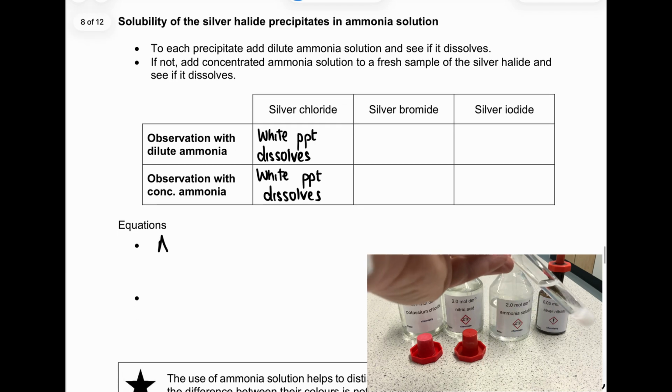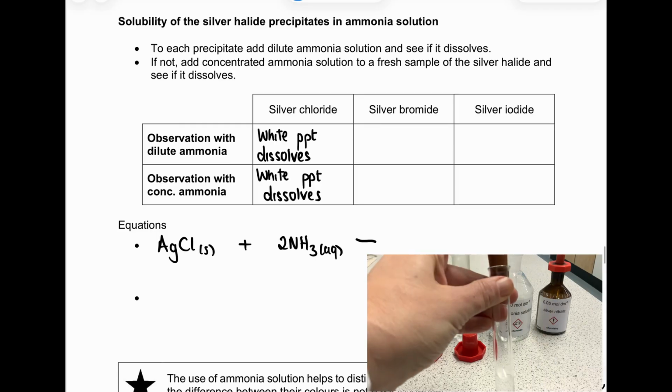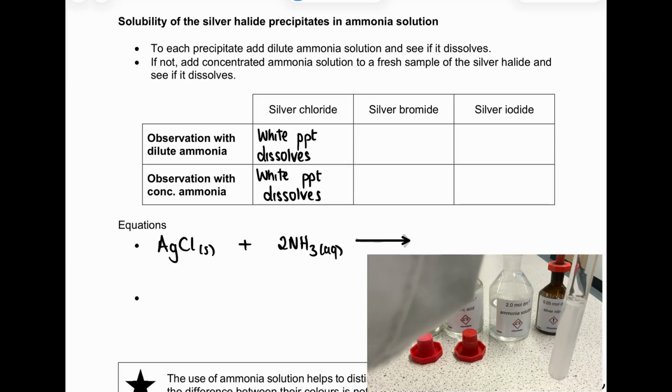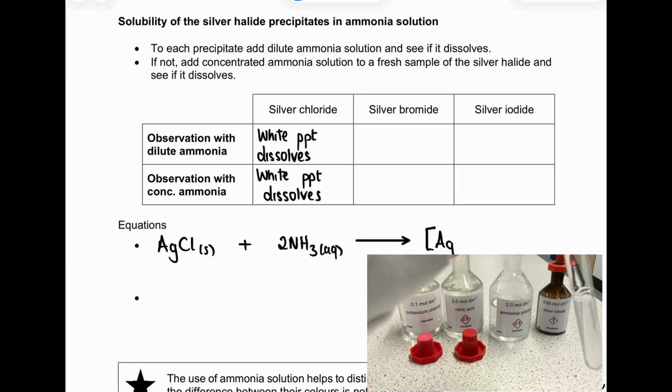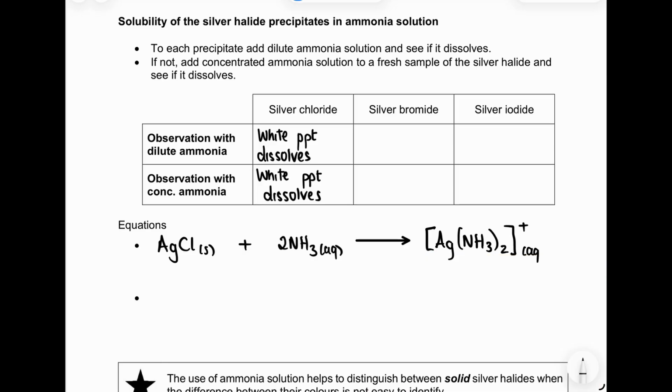What's happening there is your precipitate of silver chloride is reacting with the ammonia to create what's called a complex ion of silver. We get the silver ammonia complex ion, which looks like this and is soluble, and then you get the chloride ions as well, and they're also soluble. So your solid disappears, it dissolves.